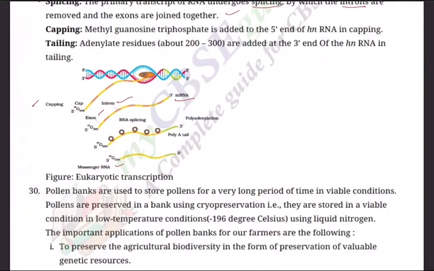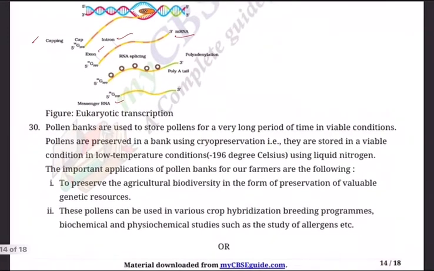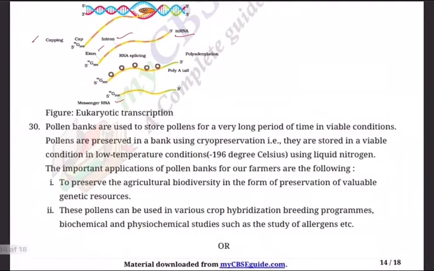Question 30. Pollen banks are playing a very important role in promoting plant breeding programs the world over. How are pollens preserved in the pollen banks? Explain. How are such banks benefiting our farmers? Any two ways. So we talked about pollen banks. Just like we have got State Bank of India for our cash, we can deposit pollens which are high quality ones. So pollen banks are used to store pollens for a very long period of time in viable conditions.